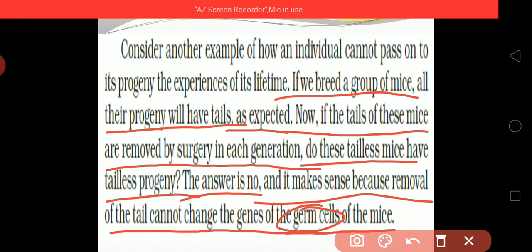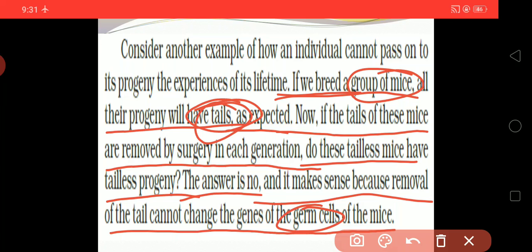Once again, I am repeating. We are breeding a group of mice, and all their progeny will have a tail. All of them. But now, if the tails of these mice are removed by surgery, we are removing the tails of a group of mice, all the mice tails are removed by surgery.